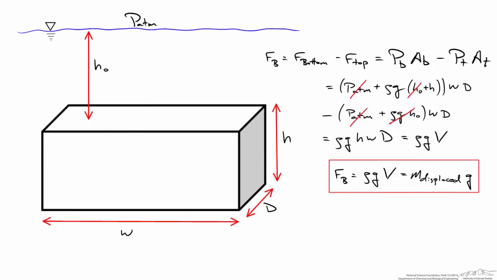Note that because atmospheric pressure and h naught canceled out of my formulation, the force of buoyancy has nothing whatsoever to do with atmospheric pressure, nor does it have anything to do with the submerged depth of the object. Moreover, it also doesn't have anything to do with what's inside of the box, or inside of the object that we're considering. It only has to do with the density of the surrounding fluid.